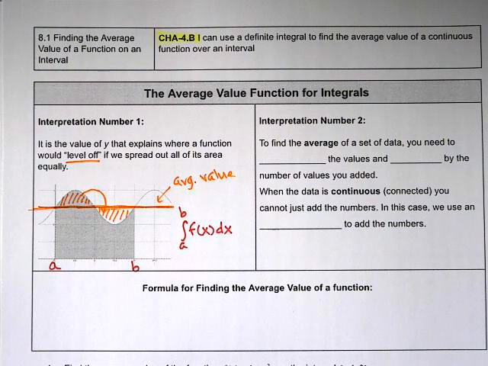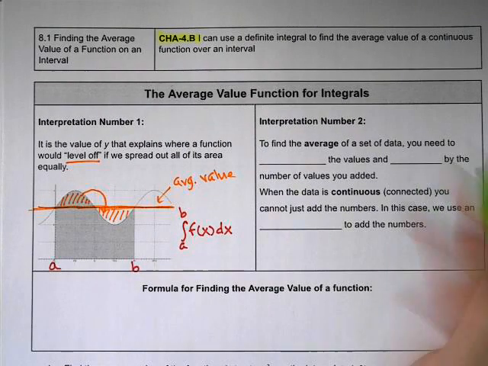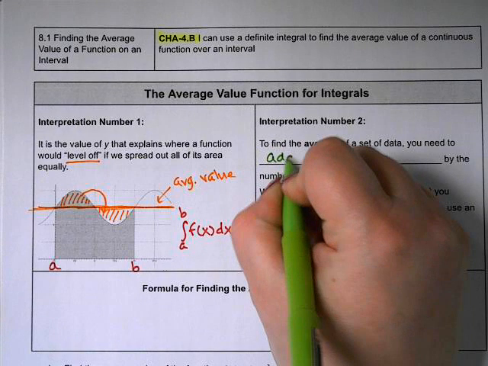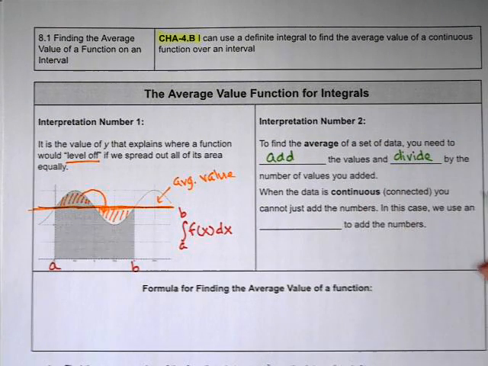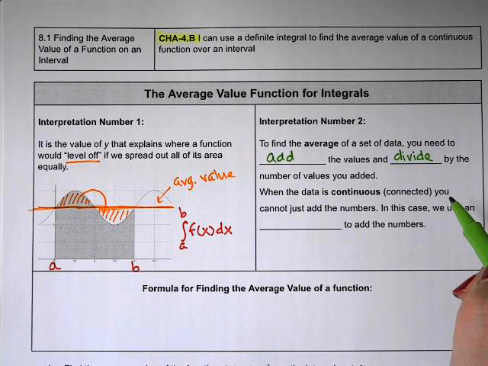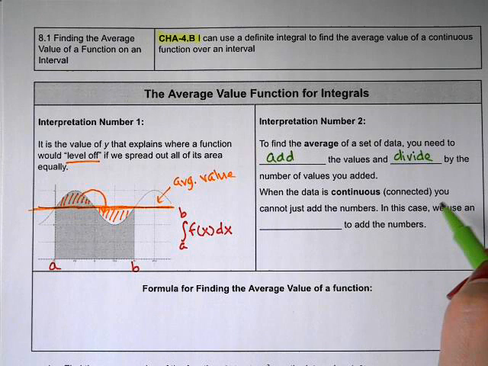So then we can talk about it in terms of words and in terms of things that you guys already know, right? To find an average of a set of data, you add all the values and divide by the number of values that you have. If you want to find your average test score, you add them all up and you divide by how many tests you've had. You guys have done that before. But those are for discrete things.